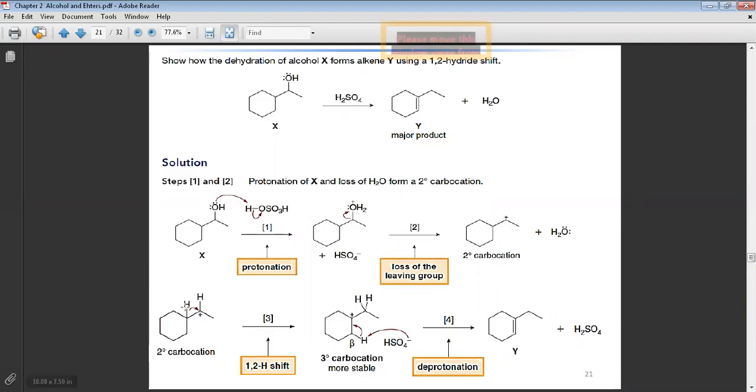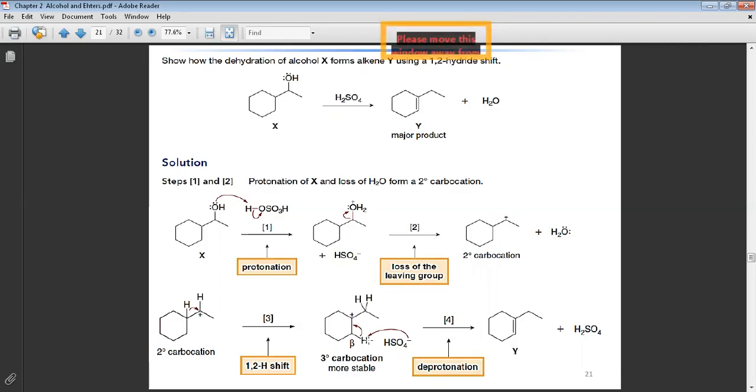That means the hydrogen with both of its electrons moves to the carbocation, and the positive charge converts to here. Now, is this carbocation stable? Stable, a tertiary carbocation, the more stable carbocation. How many different beta carbons do we have? We have two types of beta carbon, which means we have two types of product.